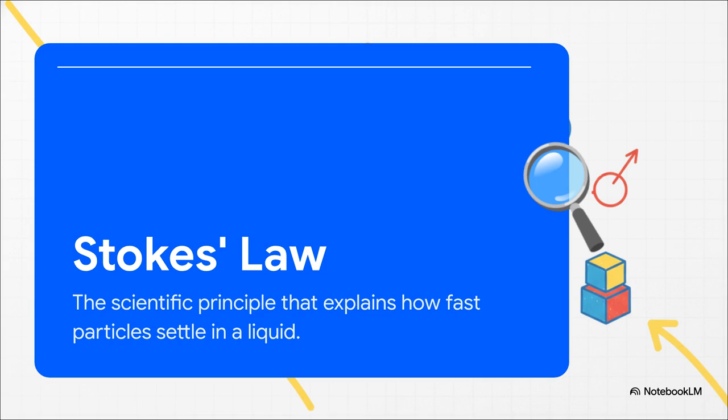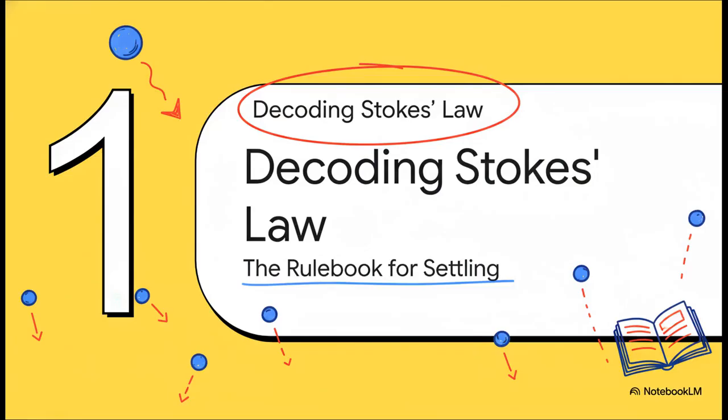It's called Stokes Law. It's the scientific principle that basically gives us the exact rulebook for how quickly particles are going to settle in a liquid. It's the why behind what we just asked. Okay, so let's dive in and really decode what Stokes Law is all about. You can think of it as the official guide, the rulebook for settling.